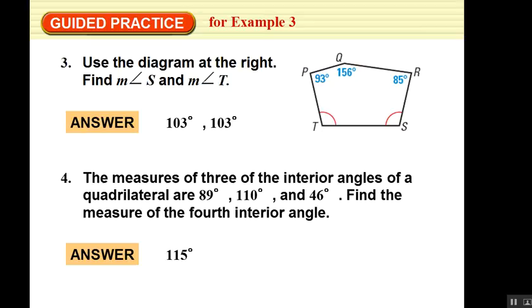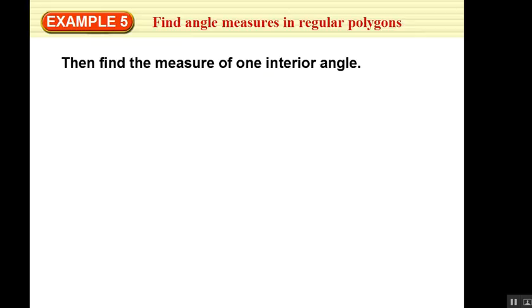Finally, find the measure of the interior angle of a quadrilateral. This is a four-sided figure. Quadrilaterals add up to 360. Set up your equation. 89 plus 110 plus 46 plus x equals 360. 89 plus 110 plus 46 equals 245. Subtract that from 360, and that should give you 115.